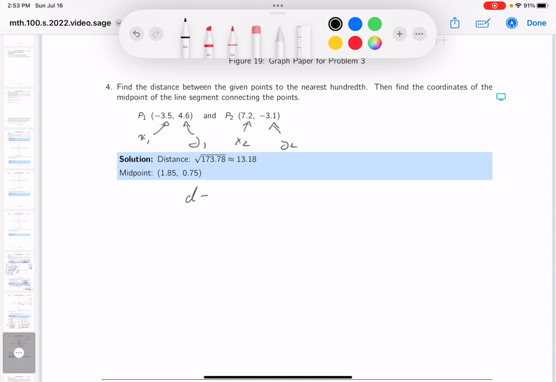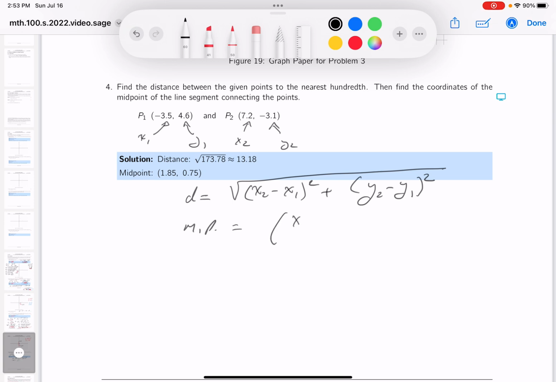And the formula, again, just to remind you, is x2 minus x1 squared plus y2 minus y1 squared. And the midpoint, very simple, what's it going to be? x1 plus x2 over 2, and then y1 plus y2 over 2. Again, they're not asking for graphing. They're basically just asking for me to write these answers down.